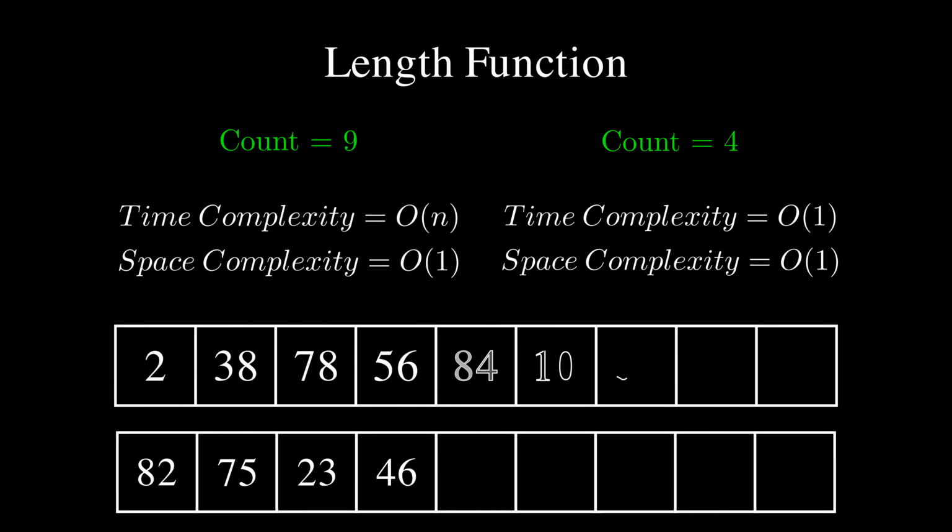Overall, we've seen two different types of implementation for the length function. The first implementation runs in linear time because every time the function is called, we need to look through the array to count the number of values. The second implementation is able to run in constant time because the array stores a count and gets updated every time the array changes.